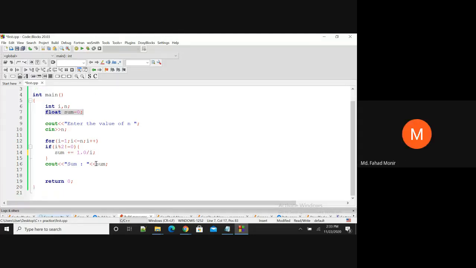So if we execute it, it will give me the sum of the values till n, right?